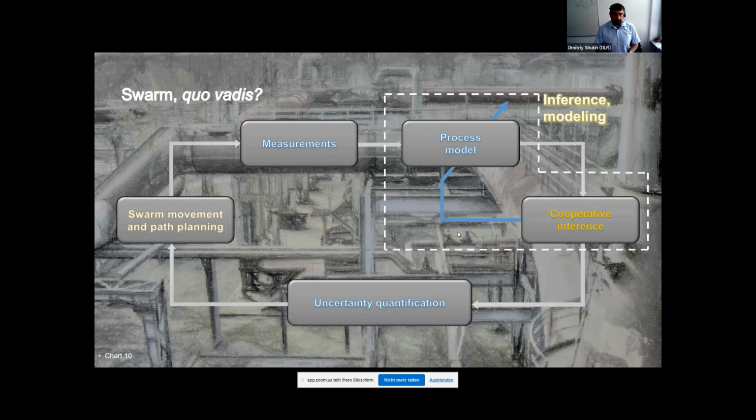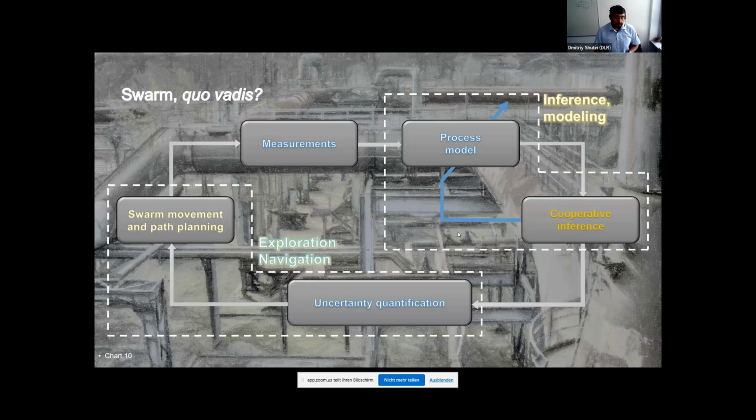One part of this process is related to, of course, inference and modeling. The other part is related to exploration and navigation. Today I will mostly talk about inference and modeling. I will lightly touch on exploration and navigation, but I will mostly talk about cooperative inference and understanding of this process, because we are going to talk about sparse Bayesian learning and how to represent this process with multiple sources.